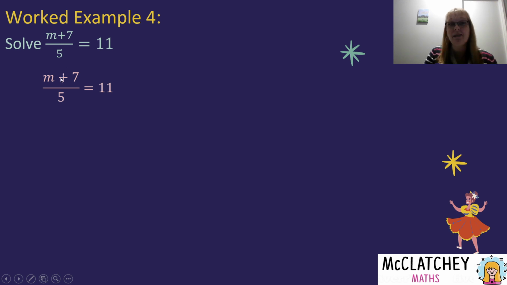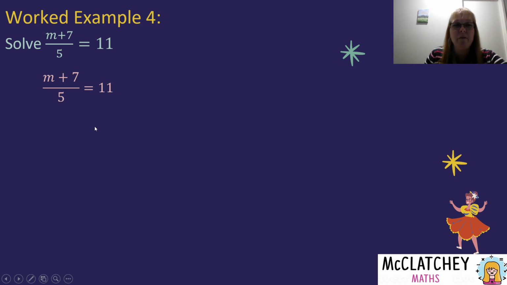Now it is tempting to try and do this plus first, but let's think about what this fraction on the left hand side actually is. It's not just m plus 7 divided by 5. It could also be written as m divided by 5 plus 7 divided by 5. So it's not just a straight up 7. It's actually a fraction, 7/5. That's why we get rid of the denominator first.